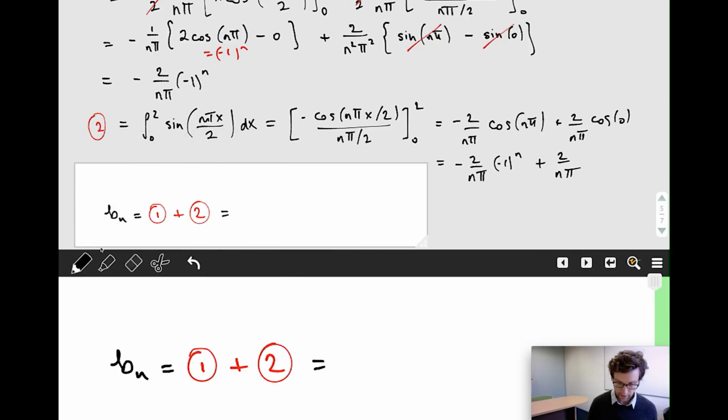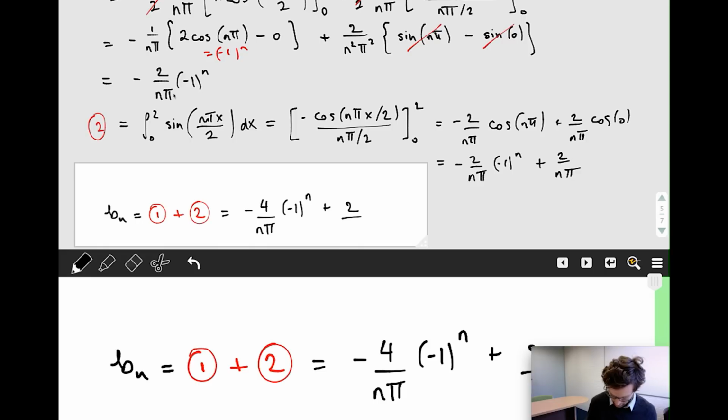So I get a minus 2 n pi minus 1 to the power of n and a minus 2 n pi minus 1 to the power of n. So that'll be minus 4 over n pi minus 1 to the power of n plus 2 over n pi. And notice that although, yes, I can look at the even and odd cases here, there's not going to be exact cancellation. So none of these are going to be equal to 0. They're all going to contribute.